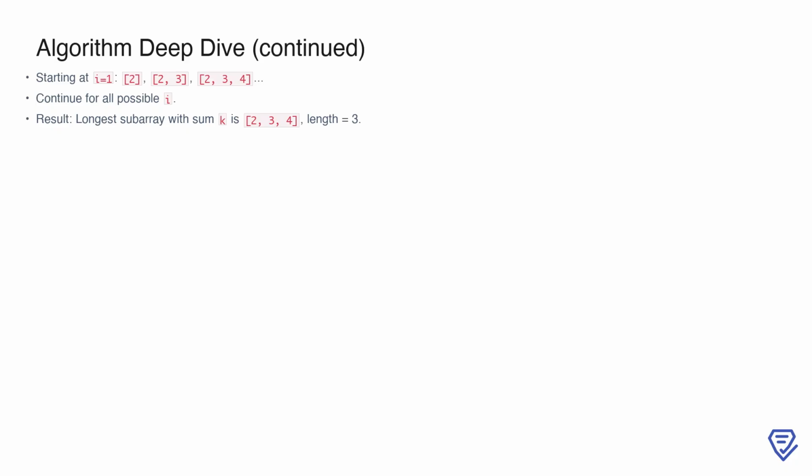extending that subarray. As we continue evaluating subarrays, we find that the subarray 2, 3, 4, starting at i equals 1 has a sum equal to k and a length of 3. Repeating this process for all possible starting indices ensures that no subarray is missed. Ultimately, the algorithm identifies 2, 3, 4 as the longest subarray with a sum equal to k, with a length of 3. This visualization highlights the exhaustive but reliable nature of the brute force approach in exploring all subarray possibilities.